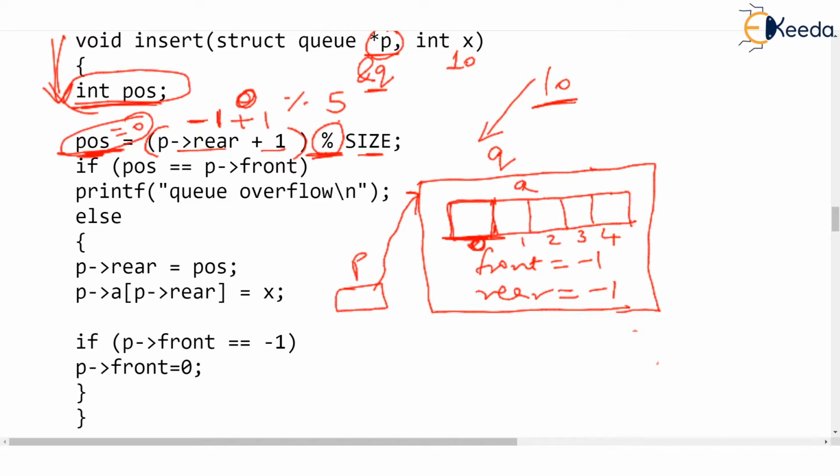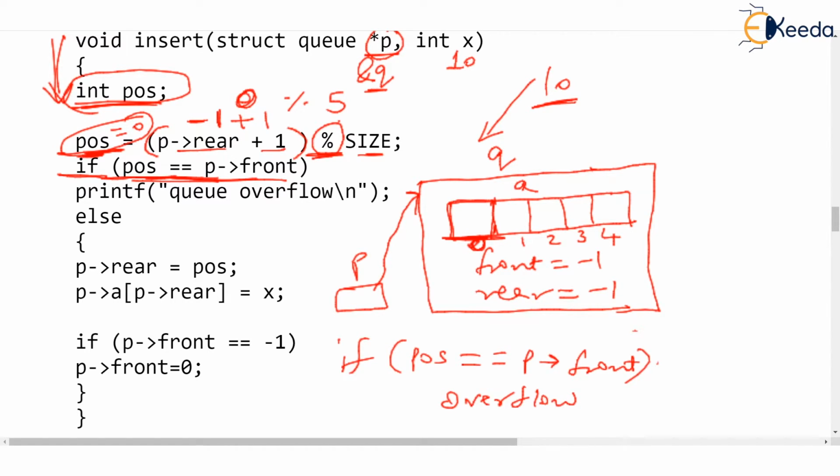But wait, before that, we are going to check for a condition of overflow. See when the circular queue is overflown. If position of insertion, that is pos, is equal to P arrow front, if this is true, then announce overflow. Wait a minute, pos is 0, just now we evaluated, and front is -1. Check the box above, front is -1. So this condition is false. So it won't announce overflow, and rightly so. Queue is not overflown. Come on, it is empty right now. So we will land in else and we will continue with insertion.